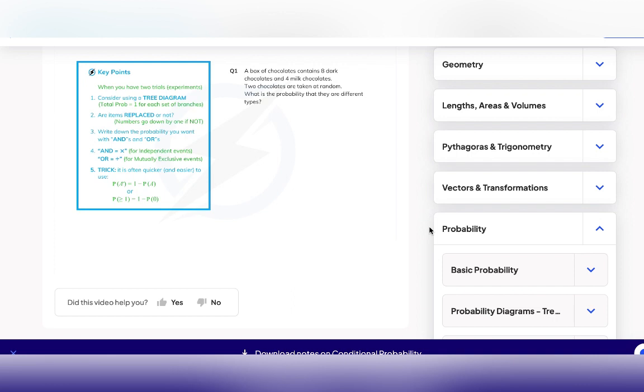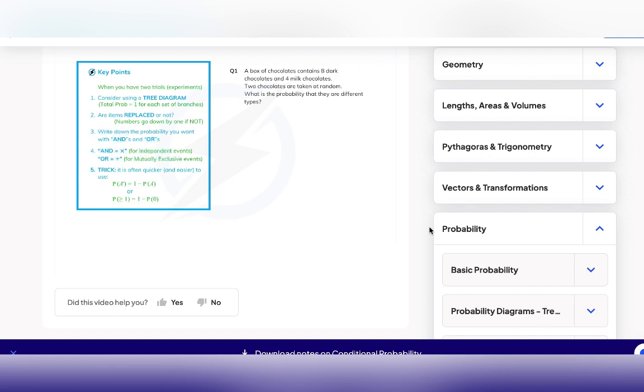Whether you use a tree diagram or not, it's always a good idea to write down the probability you want with 'and' or 'or' between the things, as you would naturally say it. Once you've done that, 'and' is always times, and 'or' is always plus. Just pausing to note that the 'and' rule works for independent events, in other words, the first thing doesn't affect the second thing. And the 'or' rule works for mutually exclusive events, which means the two things can't happen at the same time, like a head and a tail on a coin.